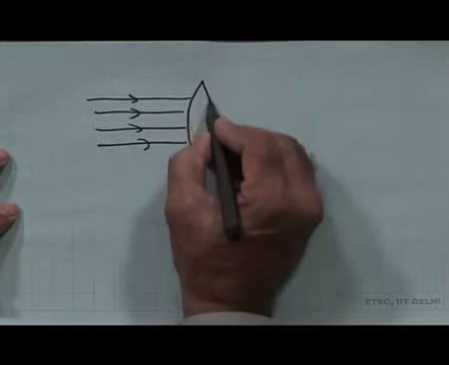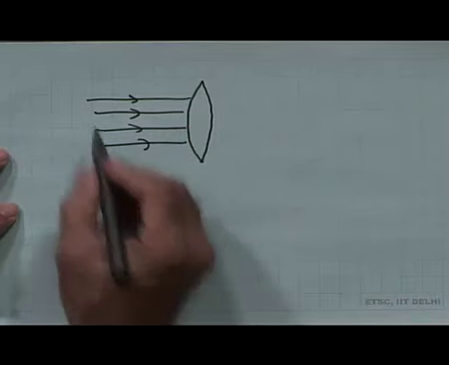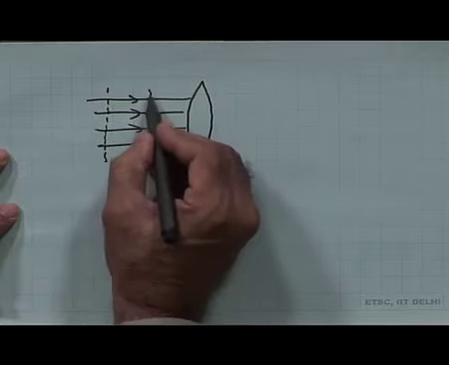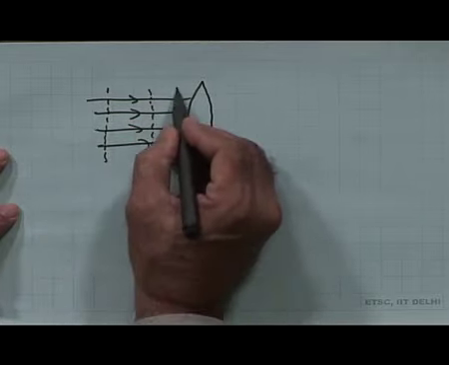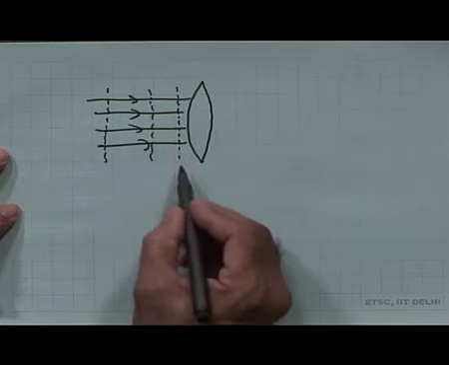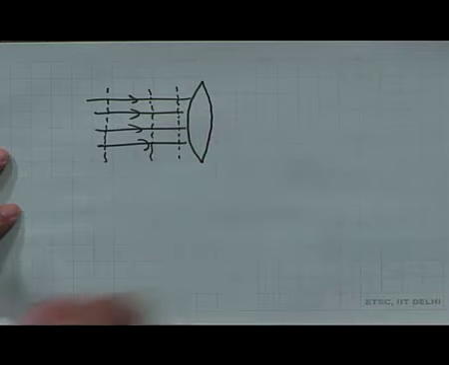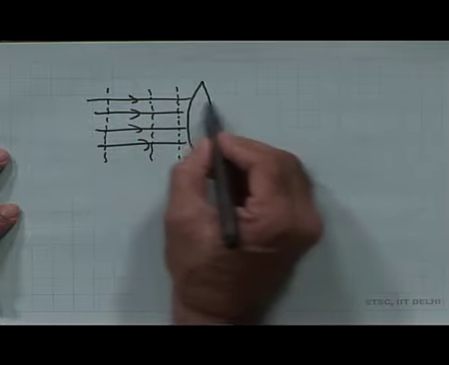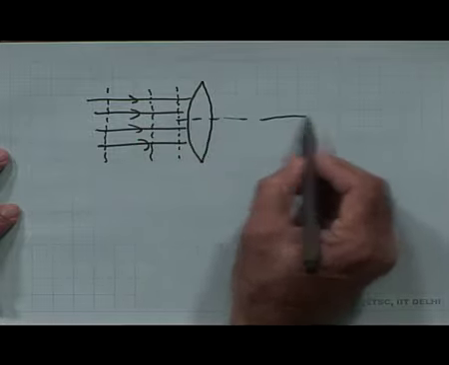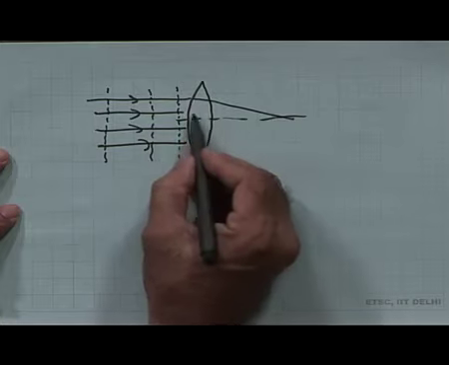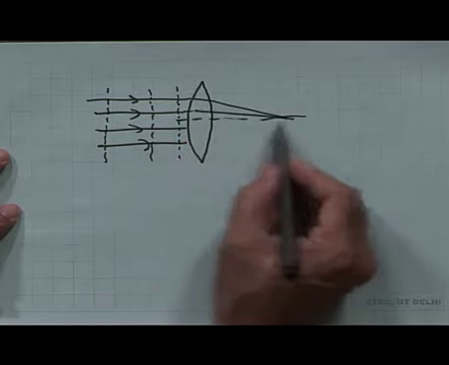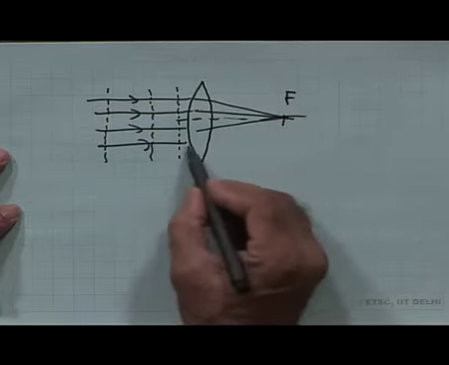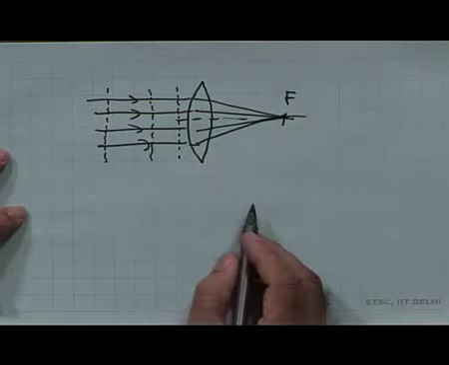So, there is a lens and a set of parallel rays, which means they are represented by plane wavefronts. What is a wavefront? A wavefront is a surface of constant phase. So, these are plane wavefronts. Now, after refraction through the lens, they will all be focused at the point focus. So, this is the point F. They will all focus to the point F.